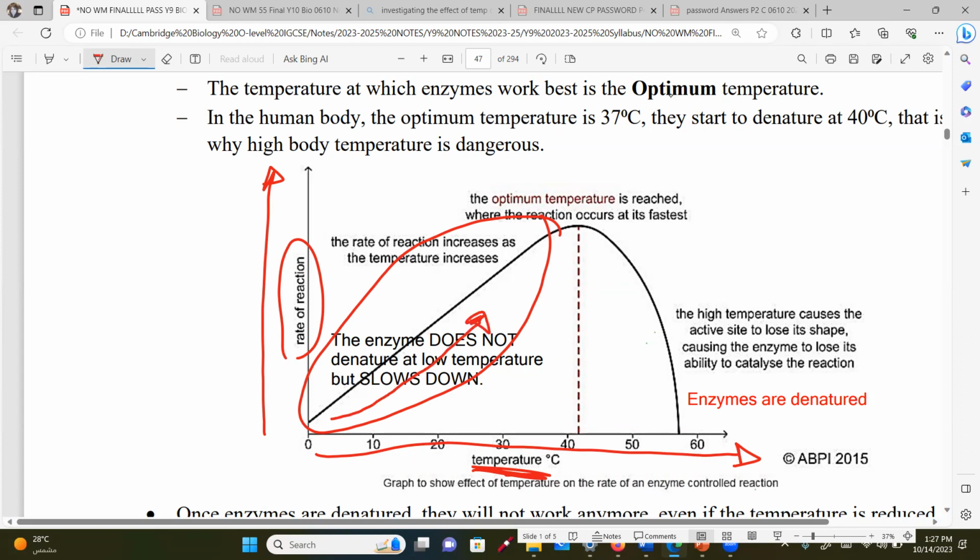Increasing as it decreases. What is decreasing? When the temperature increases, the enzyme will work faster or slower. What do you see from the graph? Faster. Someone said decreases. Who is this someone?